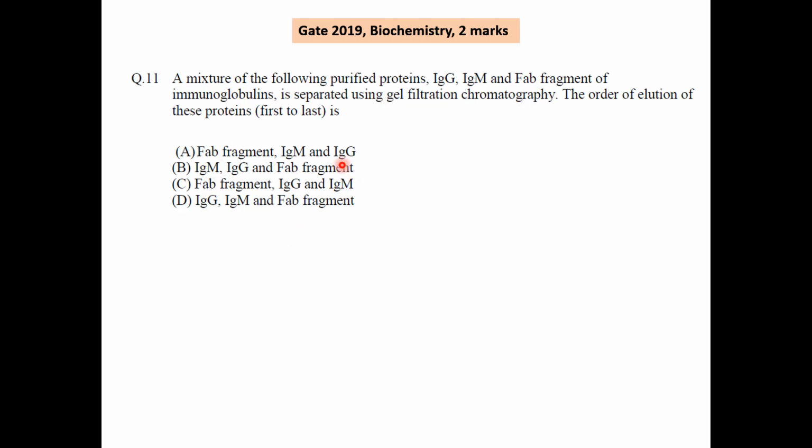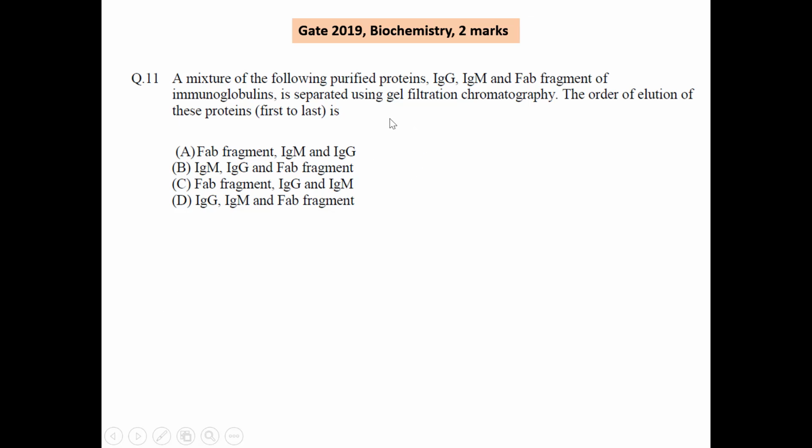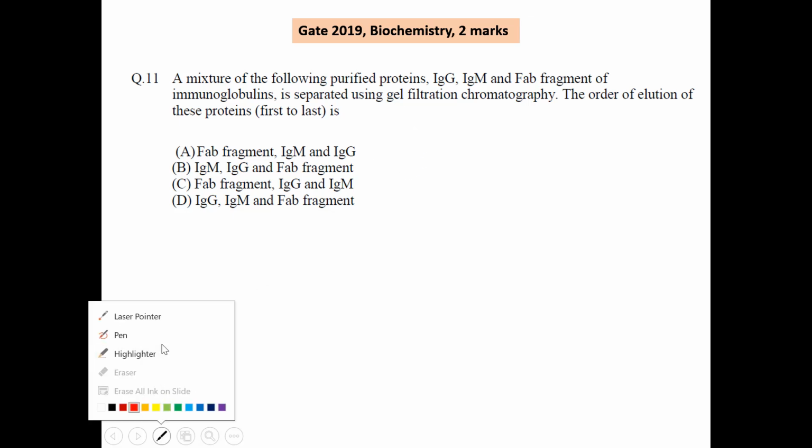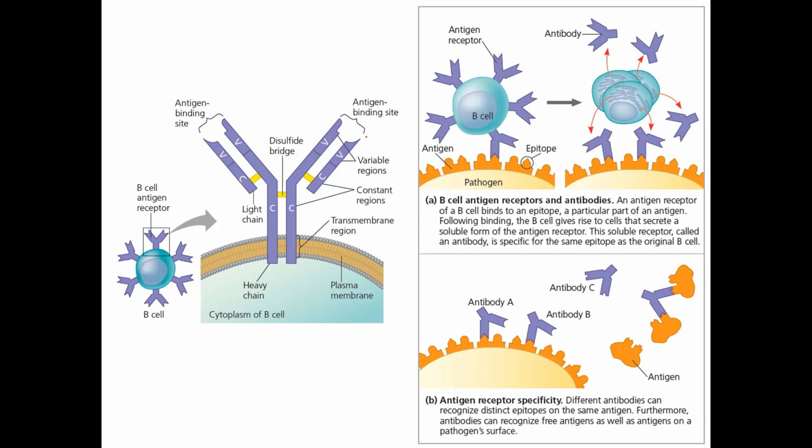So there are various options, and to answer this question, we need to know firstly what are immunoglobulins, and we also need to know what is gel filtration chromatography. So first, we'll understand the basic concept behind the different immunoglobulins and also the FAB fragment, and then we'll study about the gel filtration chromatography.